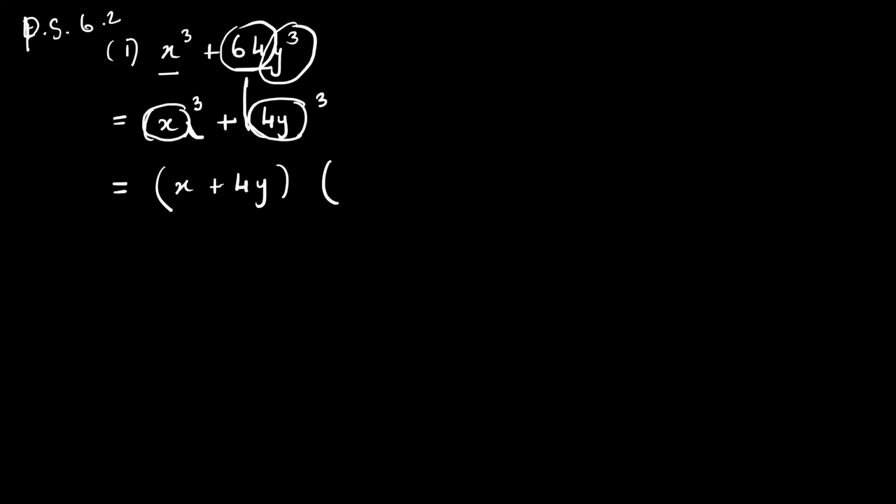Then tell me what is A cube plus B cube's second bracket? A square minus AB plus B square. So what will I write for A square? X square. Then minus, what will I write for AB? X into 4y, 4y. And plus, what will I write for B square? 4y square.